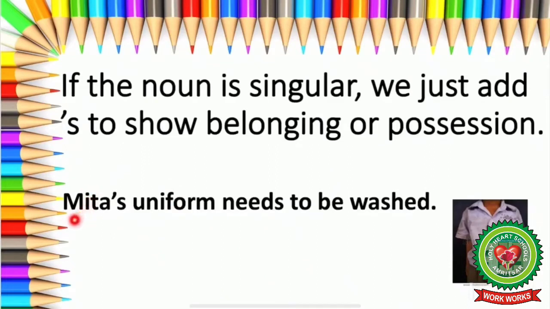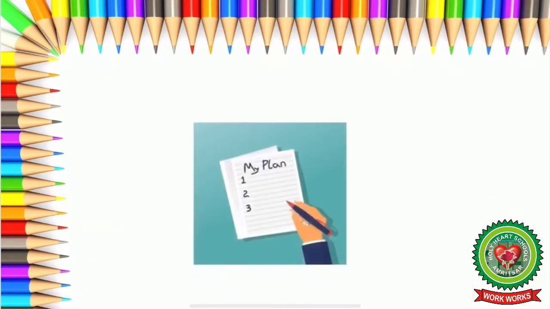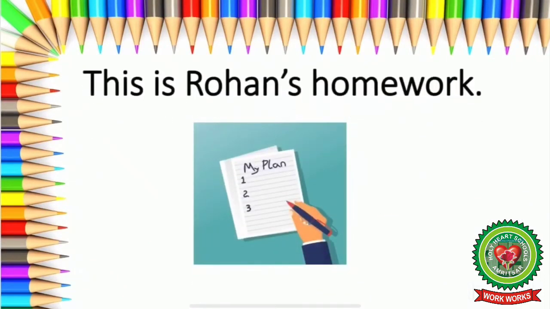So the sentence is: Meeta's uniform needs to be washed. Look at the next example. This is Rohan's homework. Now again we are talking about Rohan. Rohan is singular, so we have added apostrophe s with Rohan, and homework shows possession towards Rohan.